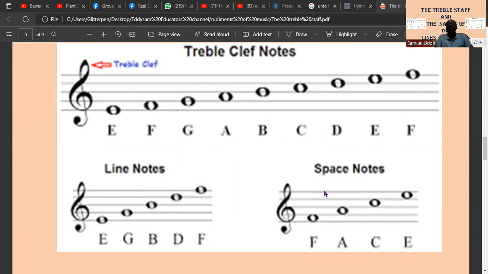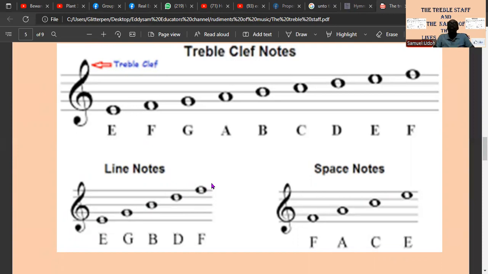Right now, you can see that the notes on the space will automatically spell FACE. F-A-C-E, face. So with FACE, we can easily remember the names of the notes that make up the spaces on the treble staff. This is F-A-C-E, which corresponds to face. Okay, so for this other one, the lines we have E, G, B, D, F.